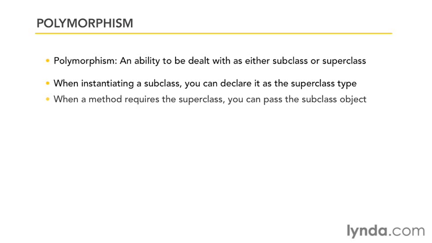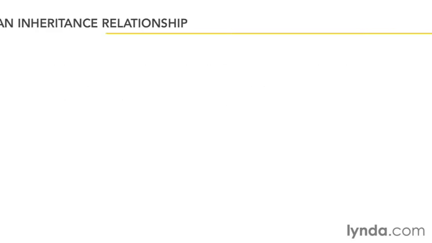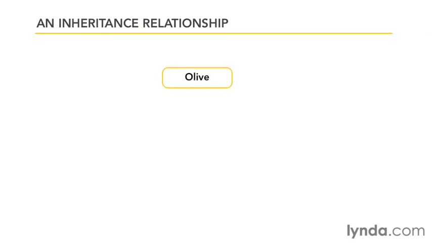When you've done that, it becomes possible to take that object, which you declared as the superclass, and pass it to any method that's expecting an instance of the superclass. When you have an inheritance relationship, this can give you enormous flexibility in designing your code. Let's visualize an inheritance relationship. Let's imagine a class named Olive.